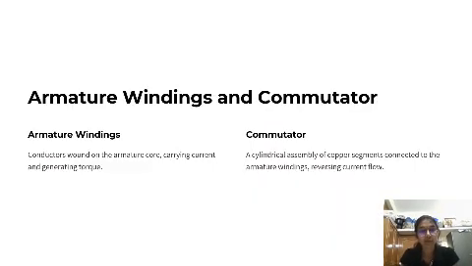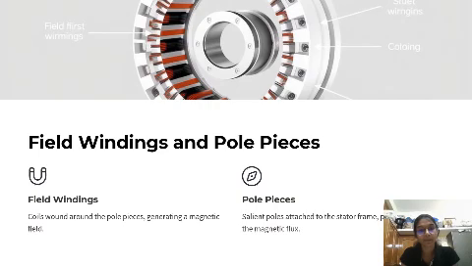And next, armature windings and commutator. Armature windings: conductors wound on the armature core, carrying current and generating torque, are called armature windings. Commutator: a cylindrical assembly of copper segments connected to the armature winding, reversing current flow, is called the commutator.